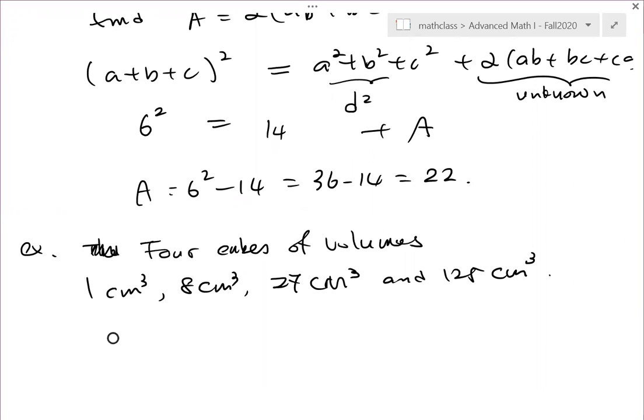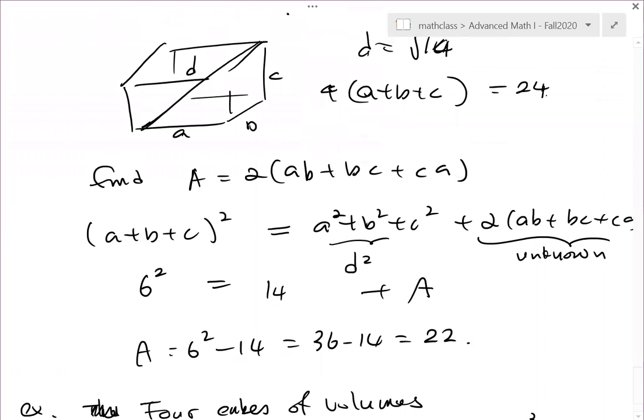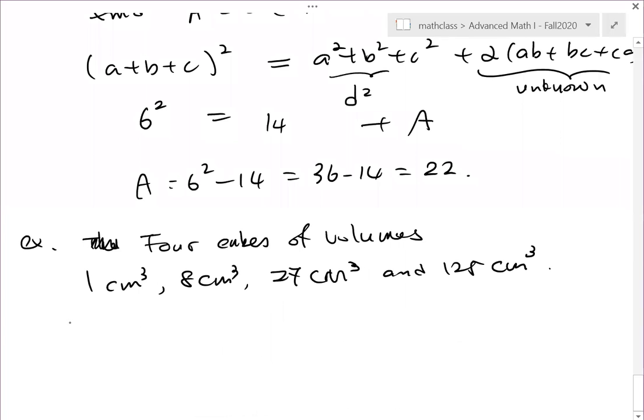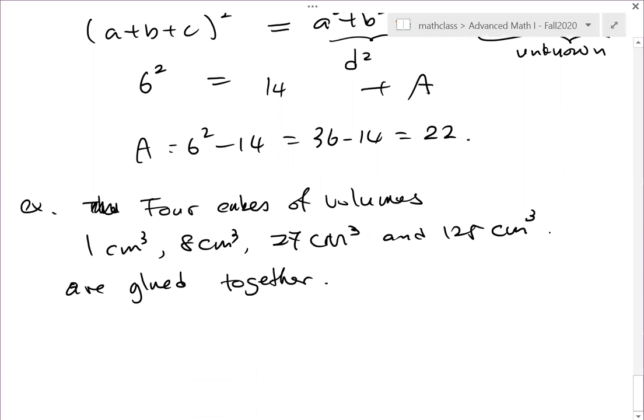Now the sum of the edge lengths, we're talking about the previous problem, right? The total edge length is 24, but A plus B plus C is going to be 6 only, because 4 times (A plus B plus C) is the total edge length. All right, so those cubes are glued together at their faces. Right? What is the smallest possible surface area of the resulting solid?